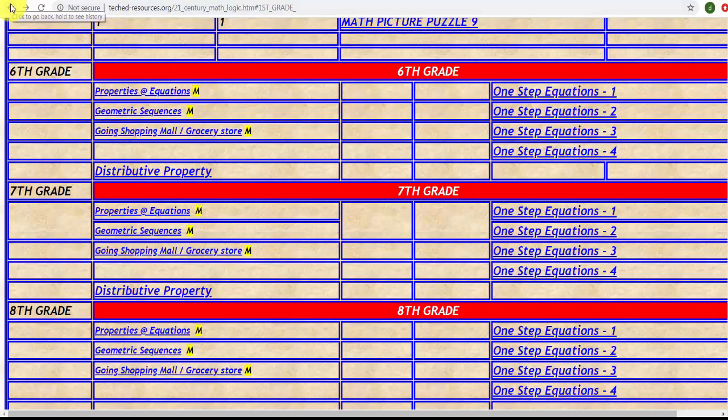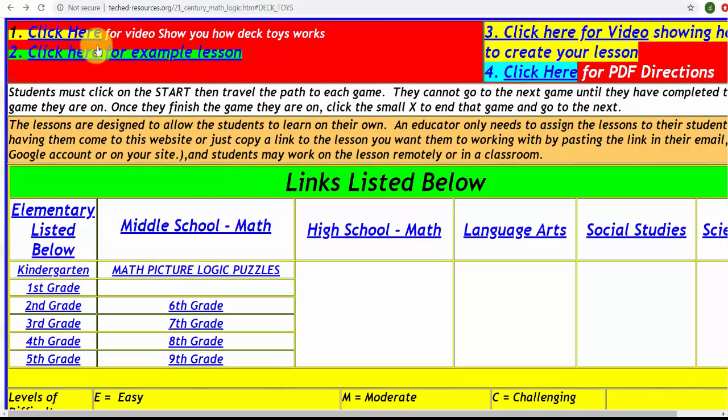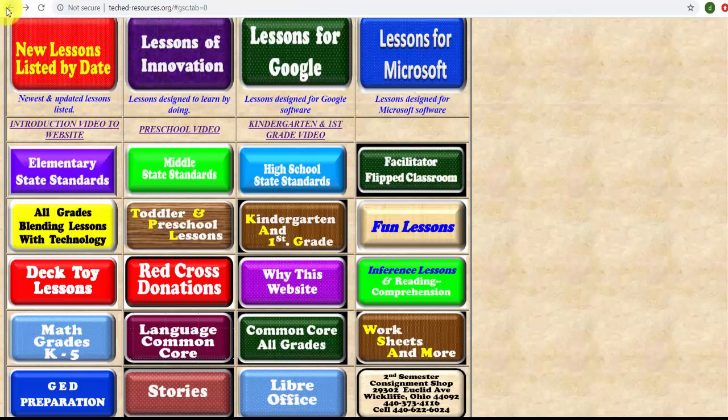So that is Deck Toys, which is extremely powerful, and it teaches you why you do it.